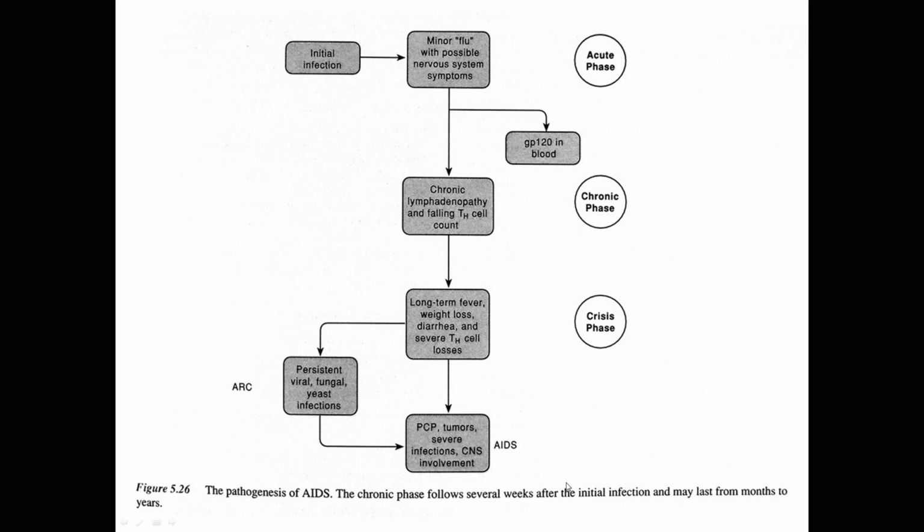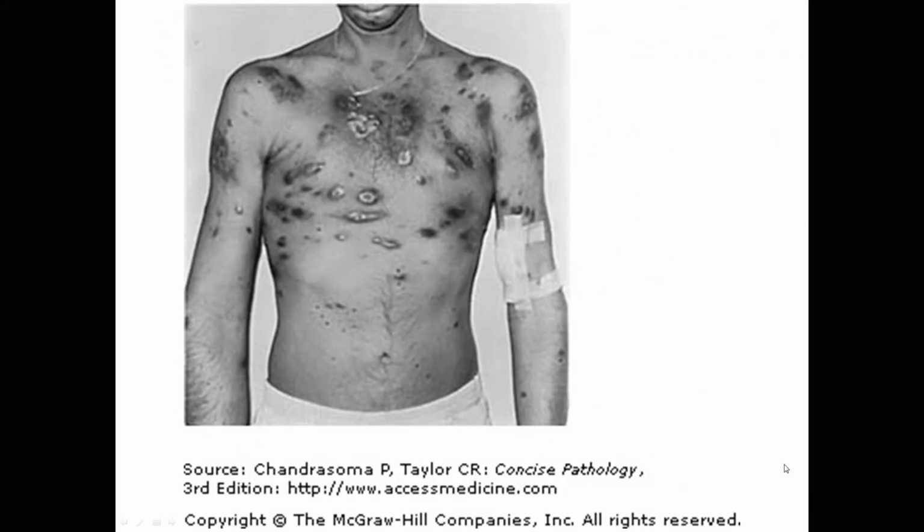Malignancies are often complicating. This is here an example of Kaposi sarcoma, skin sarcoma, in an AIDS patient. Because of the suppression of cell immunity, the malignancies are growing rapidly and frequently in these patients.